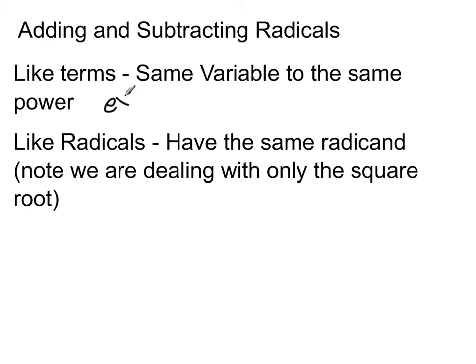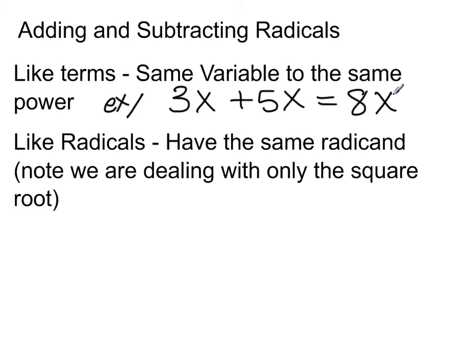For example, we would have something like 3x plus 5x, in which x is the same variable in both of them, and they're both to the first power. And we can combine them by combining the coefficients, and 3 plus 5 gets us 8, and we have 8x for our simplified answer. Radicals are the same way, except instead of worrying about the same variable, the same power, we have to have the same radicand. Mostly because we're only dealing with the square roots here.